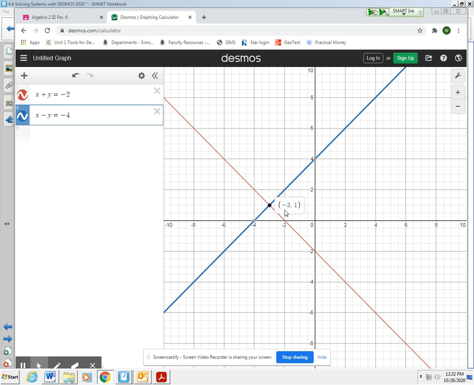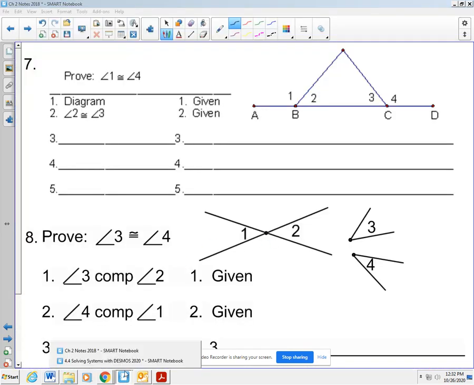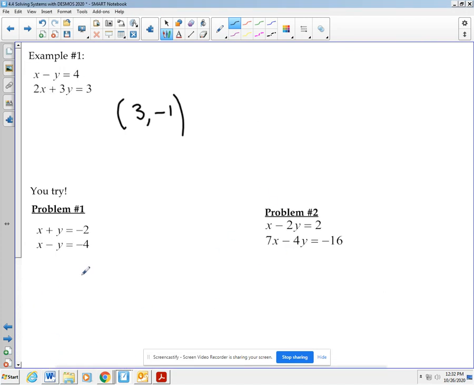The intersection is -3, 1. Okay, so the intersection is -3, 1. Okay? And please take a moment and try example number 2. So pause this video if you have to and try number 2.